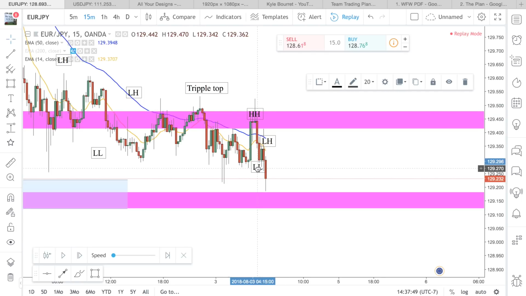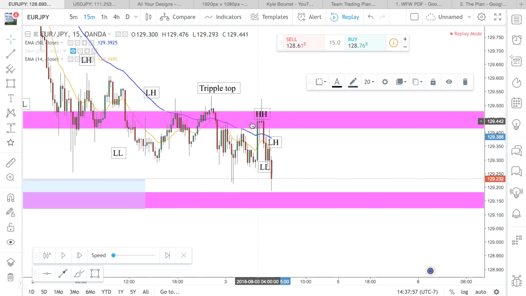Now I have a new lower low. We've come back down here and a lower high. This is a classic 2-1 confirm off this resistance. Being a higher time frame confirm, we are going down.